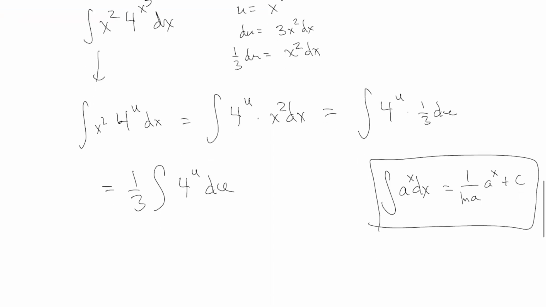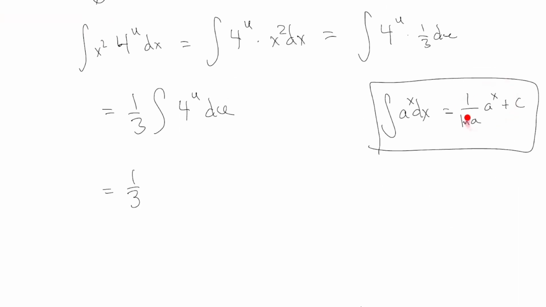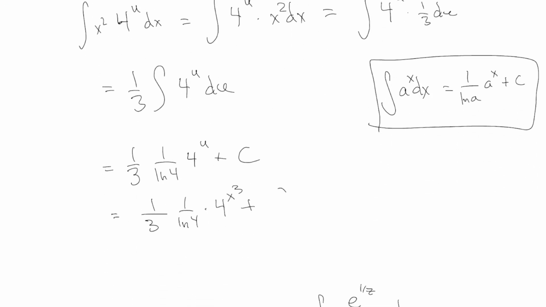So when I actually do this, of course I have the 1/3, and the 4 to the u becomes this stuff over here, where a is 4 and I have u instead of x. So it's 1 over ln 4, 4 to the u, plus c. And then the last step, as always, is to plug x's back in instead of u. So this becomes my final answer: 1/3 times 1 over ln 4 times 4 to the power, whatever that was, x cubed to begin with. There you go.